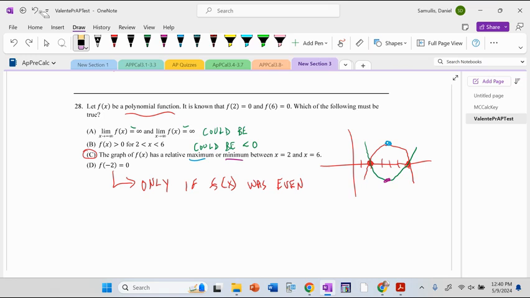And then f of negative 2 equals 0. That's only if the function was even, and it doesn't say anything about it being even. There's nothing to say that that would even actually occur. So what you see in this graph is there is at least a relative max or a relative min in between these two because of the behavior of the graph through those zeros after that. So it's C.